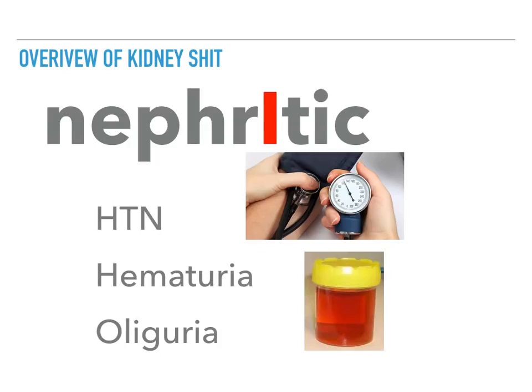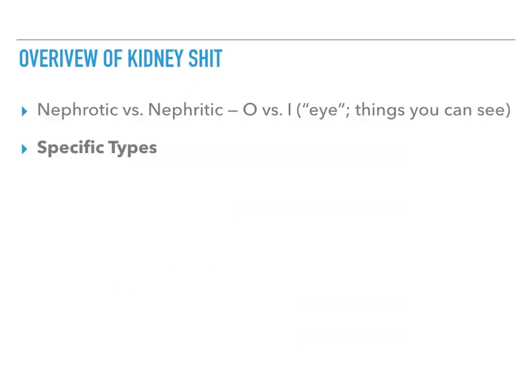You see it because you see it with your eye, and nephritic has an I in the word. So that's the overview. That's nephritic versus nephrotic. Now we're going to get into the specific types of glomerular pathology that you need to be familiar with.